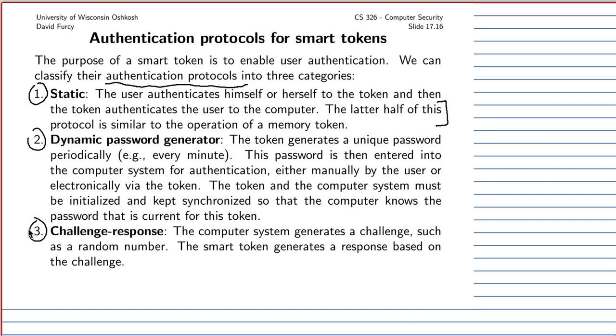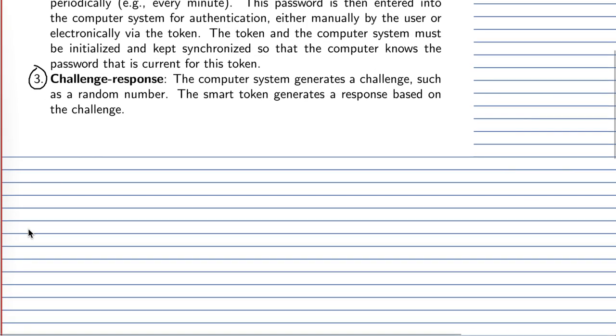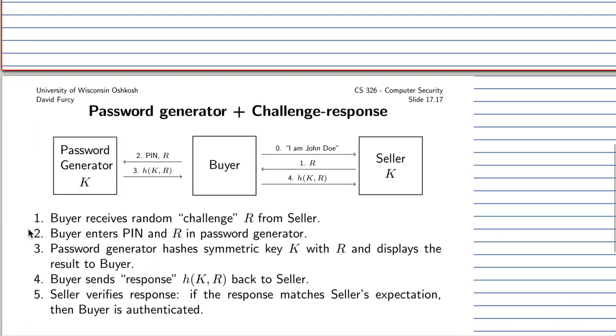And the way the user authenticates themselves is by proving that they are the person they claim to be. They do that by taking the challenge as input and somehow using it together with some of their identification information to produce a response that they can then submit to the computer system. So let's look in a little bit more detail at such a protocol.